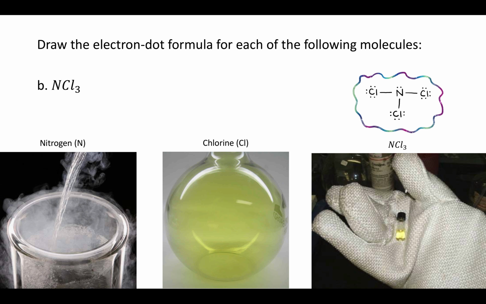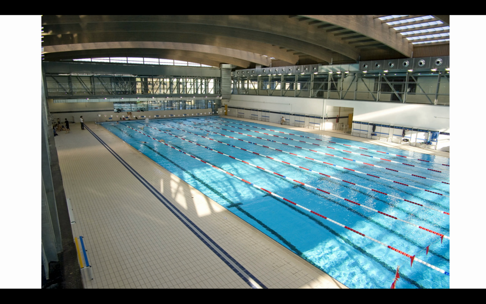So if you were to take nitrogen and mix it with chlorine in just the right way, you would get that molecule, NCl3. And it's something that forms naturally in small quantities in public swimming pools when the chlorine in the water reacts with people's sweat or also with urine.